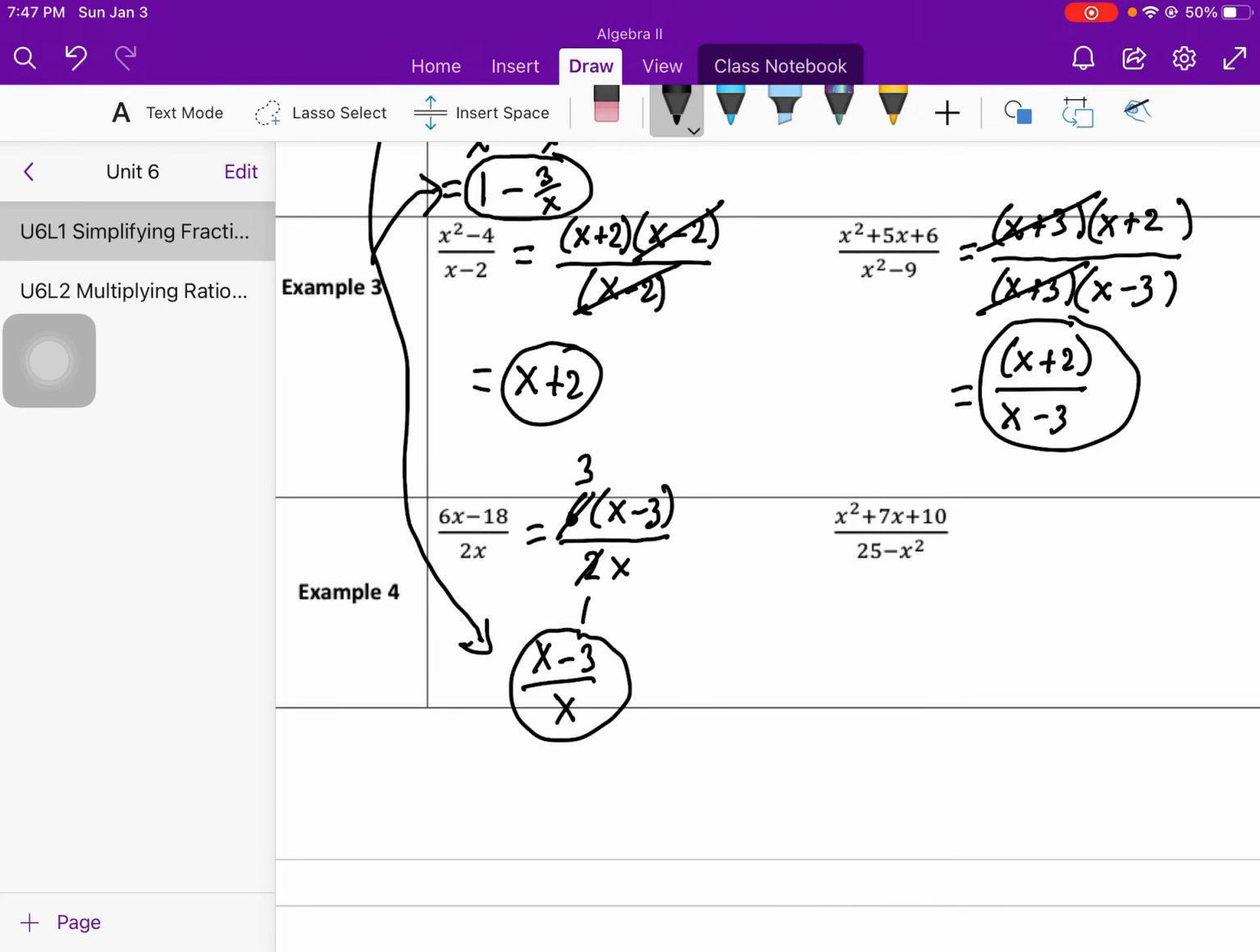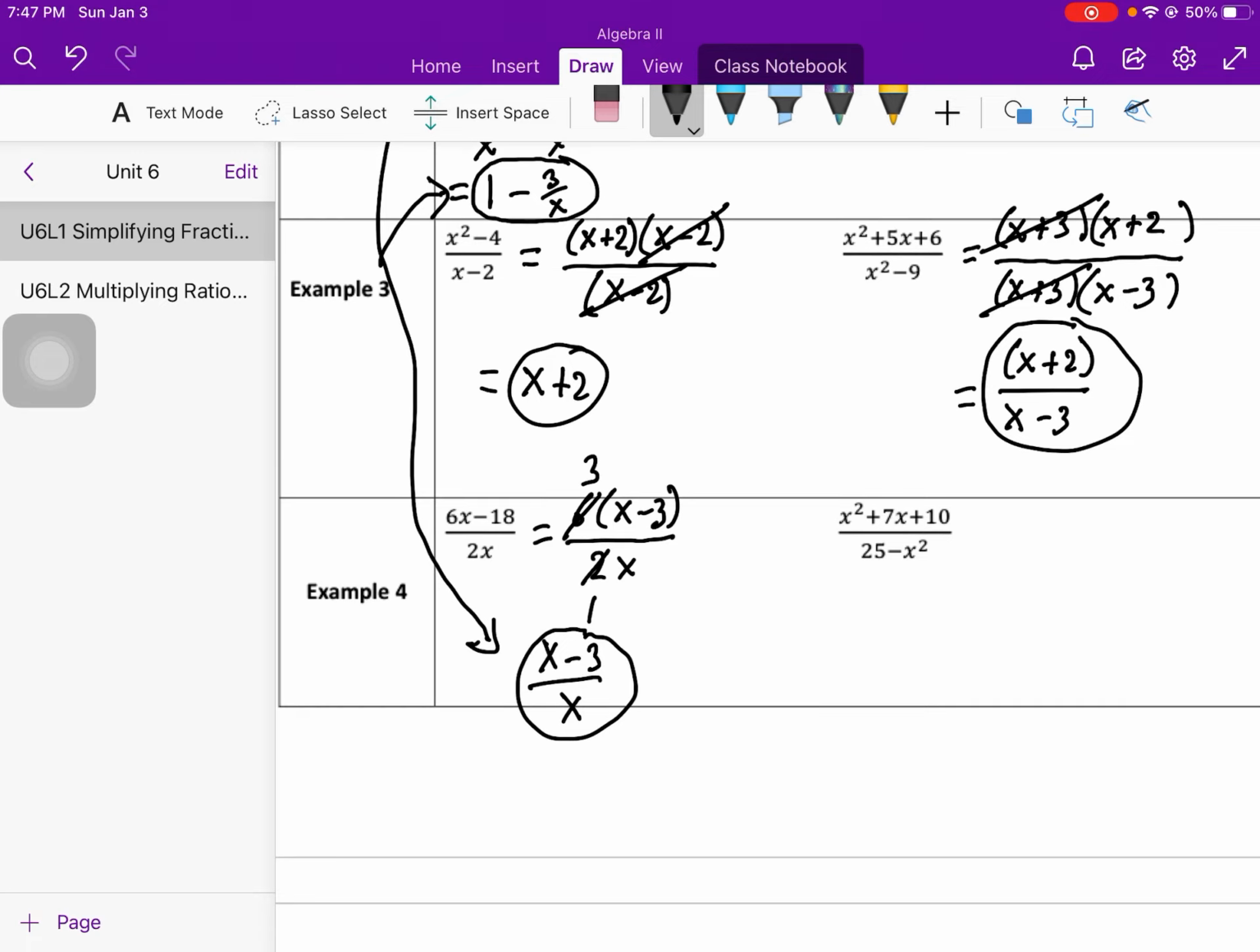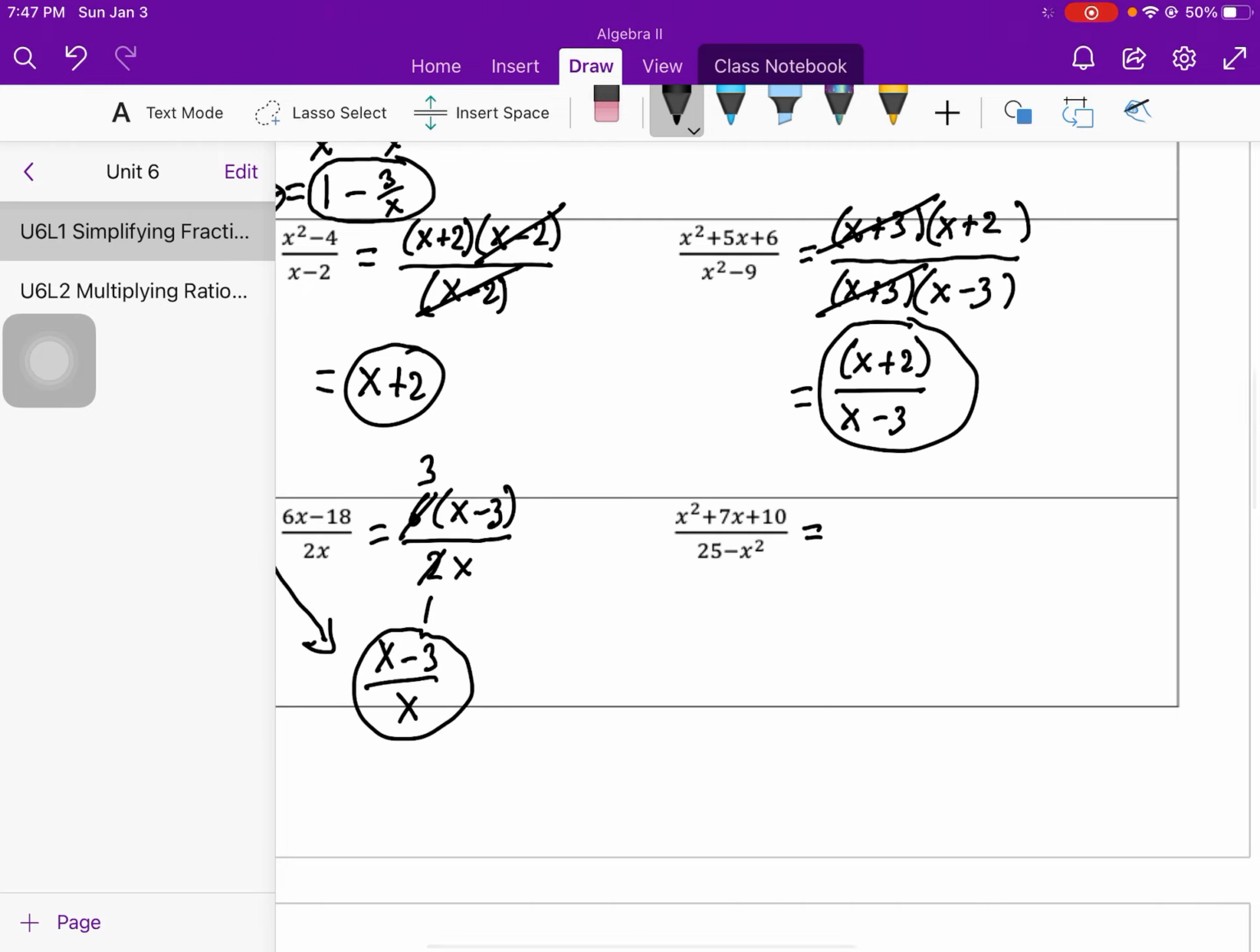Okay, and then we have x squared plus 7x plus 10 over 25 minus x squared. This one, again, what we want to do is factor out the top, double parenthesis. We get x plus 5 and x plus 2. Factors of 10, 5 and 2 that add to make 7.